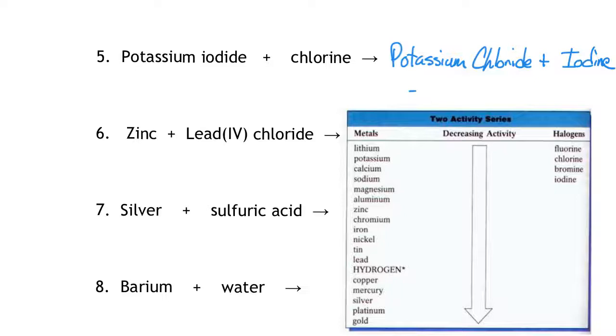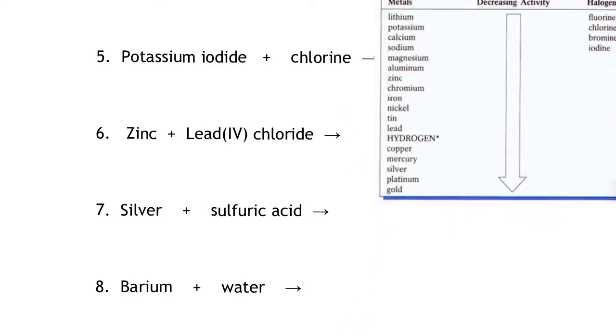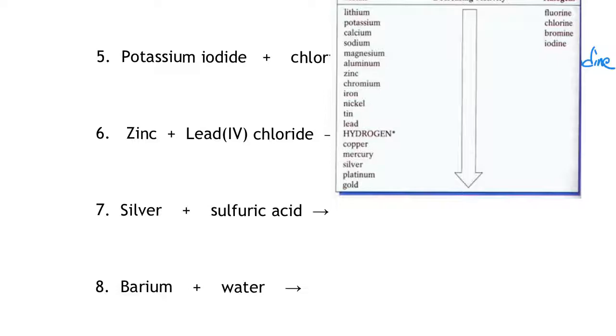Let's do one more. Move this up out of the way. Number 7 is silver and sulfuric acid. We haven't had a chance to really talk about acids. That's coming up when we talk about acids and bases and neutralization. The formula for sulfuric acid is H2SO4. So the hydrogen is going to be the positive part of our compound, and the sulfate will be the negative part, -2, and we have 2 hydrogens.